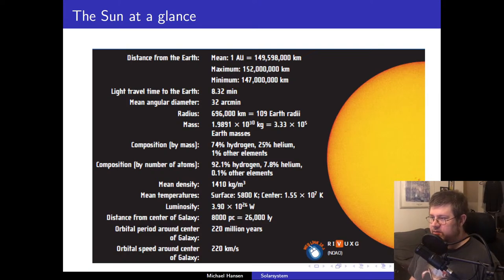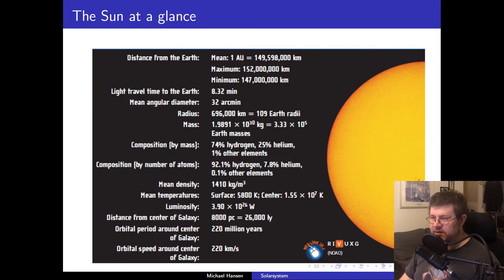All right, let's take a quick peek. We already talked a little bit about the light travel time. The mean angular diameter when you look at the Sun from the Earth is 32 arc minutes. The radius is almost 700,000 kilometers. That is 109 Earth radii. The mass is 2 times 10 to the 30th kilogram.